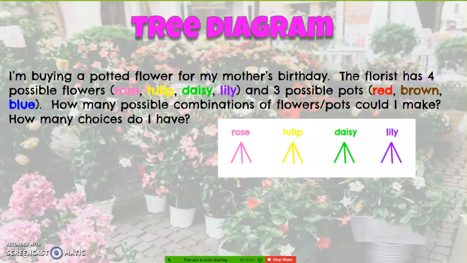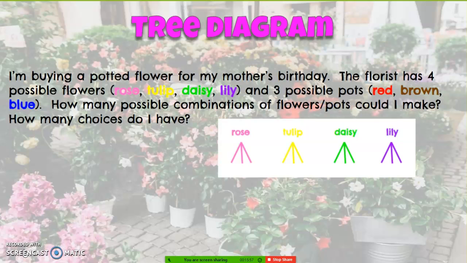First real basic thing that we're going to touch on is using a tree diagram to count things. I'm buying a potted flower for my mother's birthday. The florist has 4 possible flowers: rose, tulip, daisy, lily, and 3 possible pots: red, brown, and blue. How many possible combinations of flowers and pots could I make? How many choices do I have?